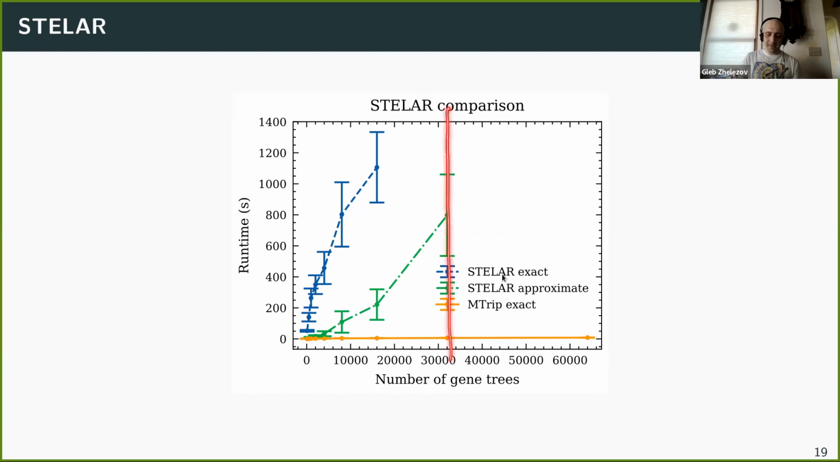To the point where actually, I had the simulations cut out after a certain time, and we were able to get many more gene trees with this exact algorithm than we could with the approximate version of Stellar. But I should say that Stellar is single-threaded, so maybe that had something to do with it, whereas mtrip, or RTIST, is not.